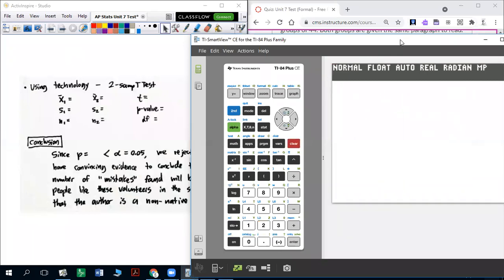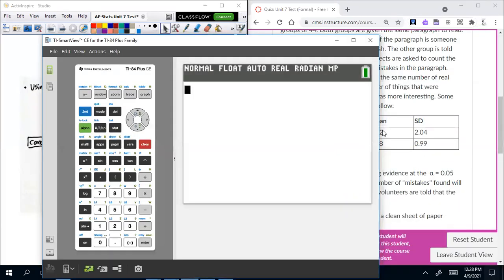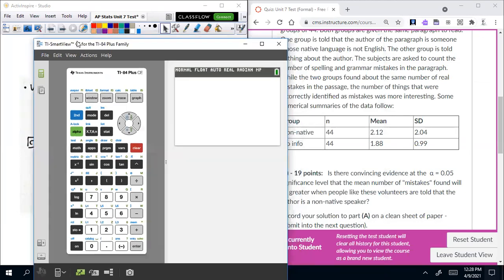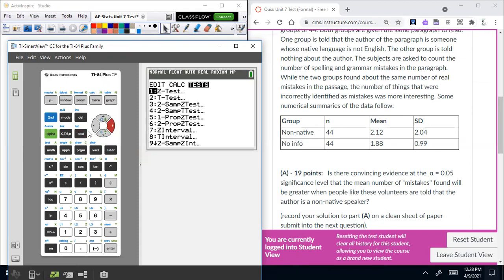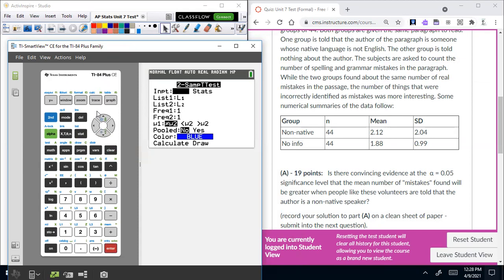So let's look at my specific values. Let me make this a little bit smaller. We're going to go to STAT, then TESTS, then 2-SampT-Test, which is down at option 4. We're going to go over to Stats because we have the numbers to input. Our first mean is 2.12, our standard deviation is 2.04, and the sample size, in my case, is 44. And then I just repeat it with my second set.